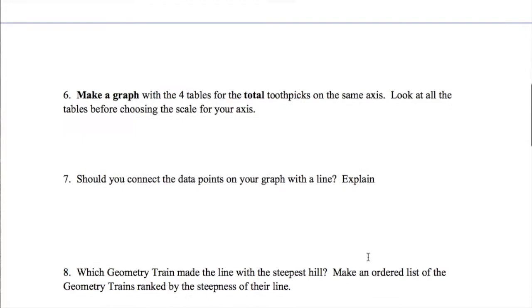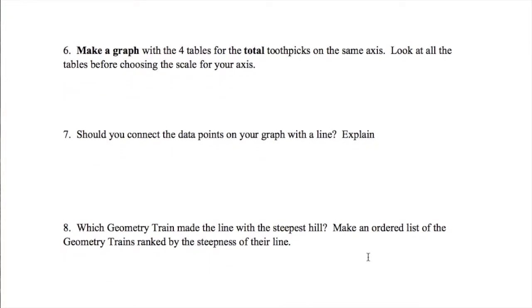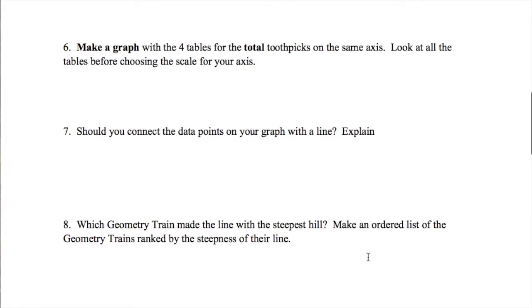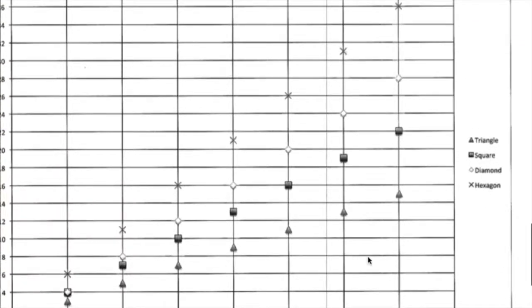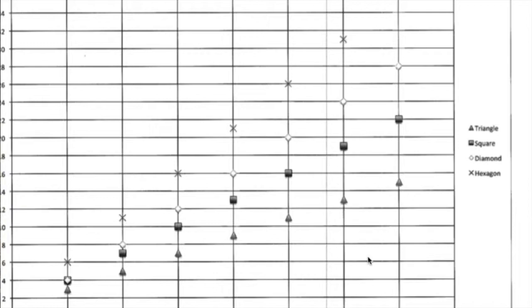Okay, so on the back then it asks us to make a graph with the 4 tables for the total toothpicks. Again, we're sticking with the total. Look at the tables before you're choosing your scale. Okay, so here, if I scroll down, this is a graph of the 4 here.